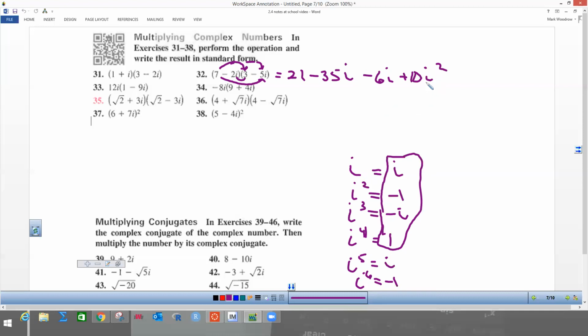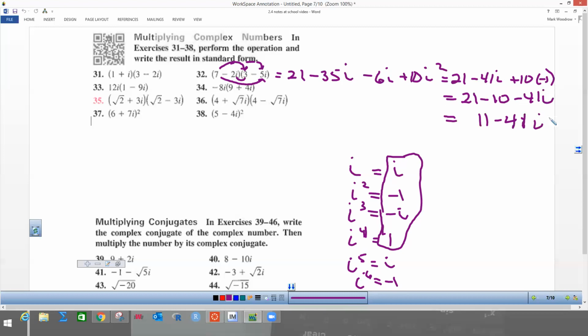So the first thing you want to do here is take this i squared and plug negative 1 in for it. So you get 21, and these two are like terms because they both have an i, so that'd be minus 41i. Then this would be plus 10, and you plug in negative 1 for the i squared. So negative 1 times 10 would be 21 minus 10 minus 41i, and 21 minus 10 is 11 minus 41i.